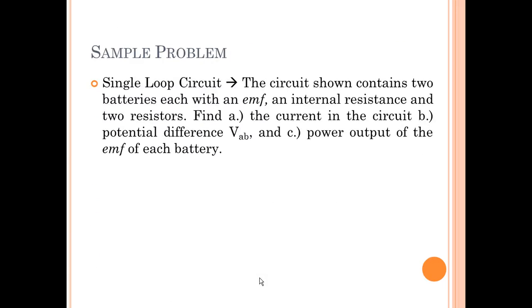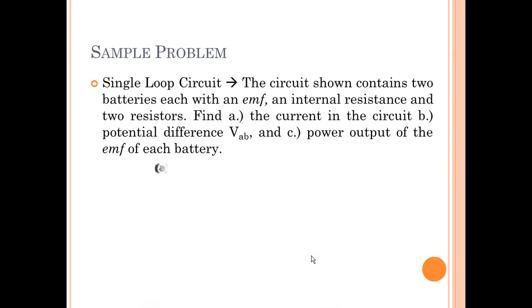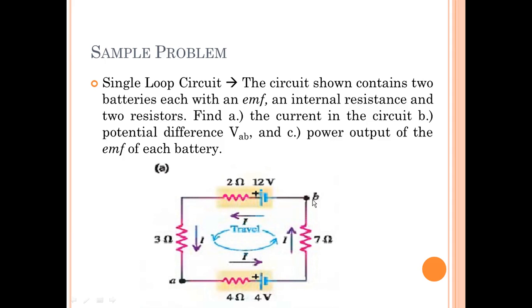You have a single loop circuit. The circuit shown contains two batteries, each with an EMF, an internal resistance, and two resistors. So we are asked to find A, the current in the circuit, B, the potential difference V sub AB, and C, the power output of the EMF of each battery. Okay, so in this illustration, we assign the direction of our travel. It is assigned here as counterclockwise.